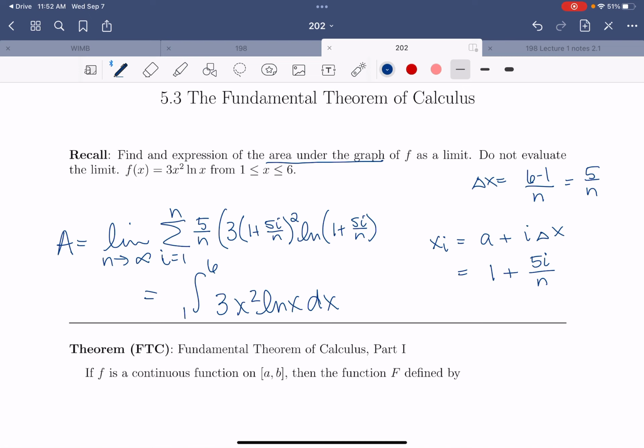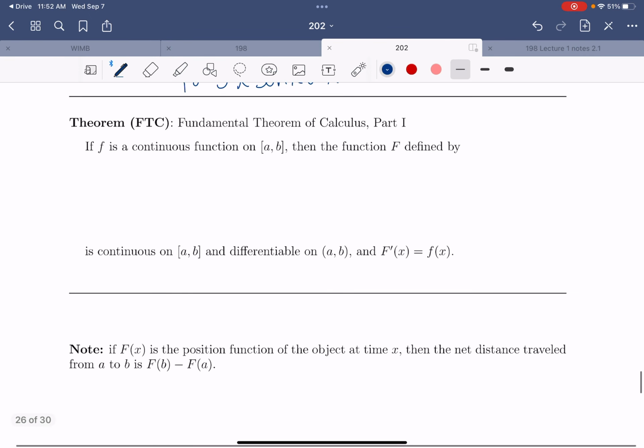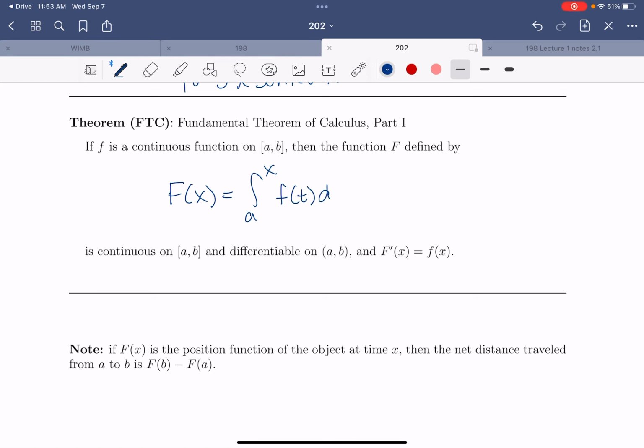Okay, so new set of tools. So your theorem for the fundamental theorem of calculus, which we like to lovingly call FTC, has two parts. So this is the first part. And so we have our function here. We said if f is a continuous function on [a, b], then the function capital F of x is defined to be the integral from a to x of little f of t dt.